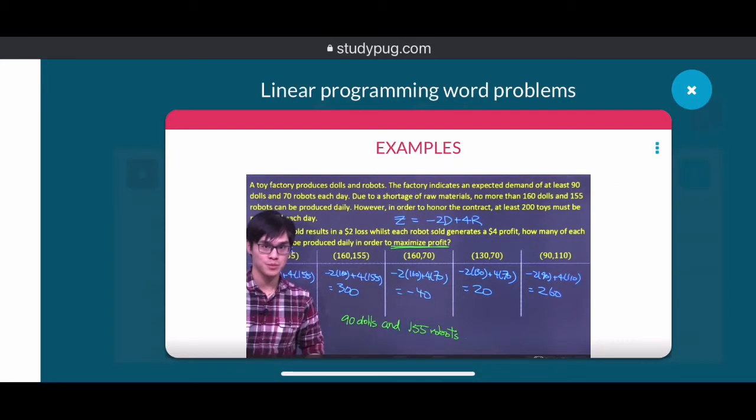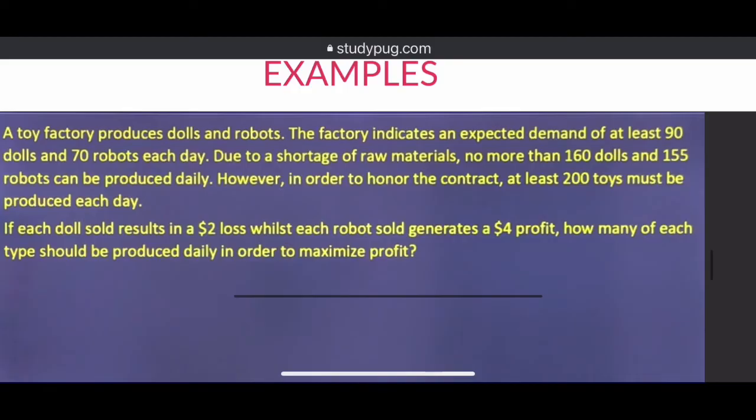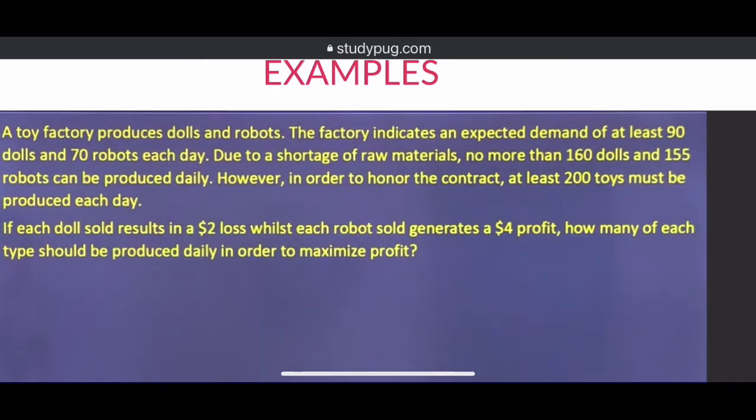A toy factory produces dolls and robots. The factory indicates that an expected demand of at least 90 dolls and 70 robots each day. Due to a shortage of raw materials, no more than 100 dolls and 155 robots can be produced daily. However, in order to honor the contract, at least 200 toys must be produced each day. If each doll sold results in a $2 loss, while each robot will generate a $4 profit, how many of each type should be produced daily in order to maximize profit?